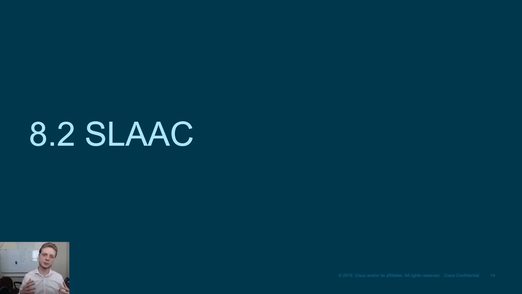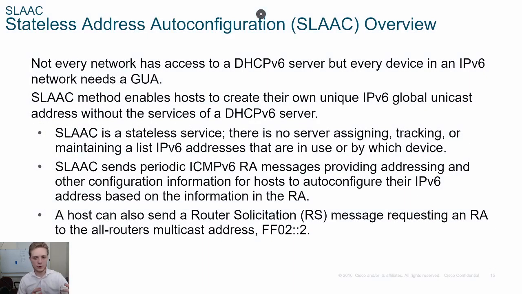So let's go into some detail about stateless automatic address configuration. Not every network has access to dedicated server hardware. Sometimes we may not want to run a DHCP server for some reason. So we can use SLAAC to have hosts automatically generate their own addresses without having to rely on a DHCPv6 server. SLAAC really is just a service on the host. There's no server assigning or tracking or maintaining a list of addresses in use on one device or the other, like we're used to on IPv4.